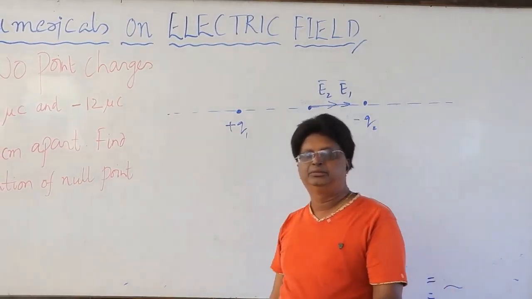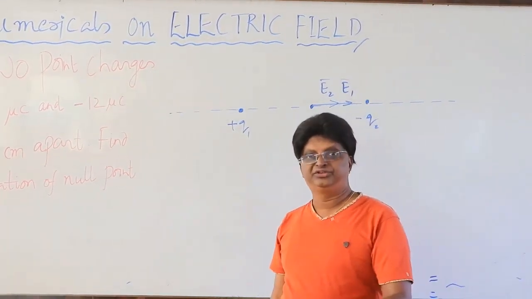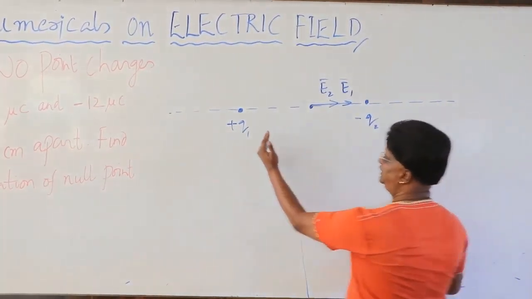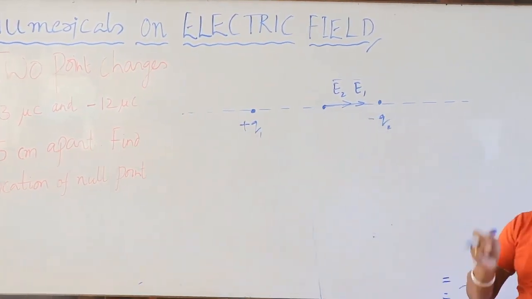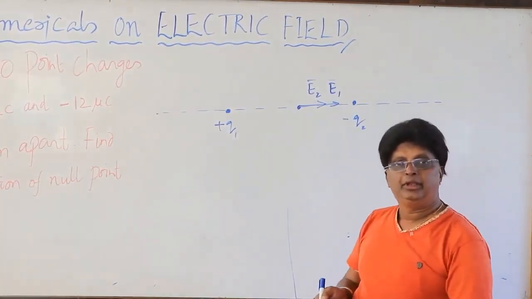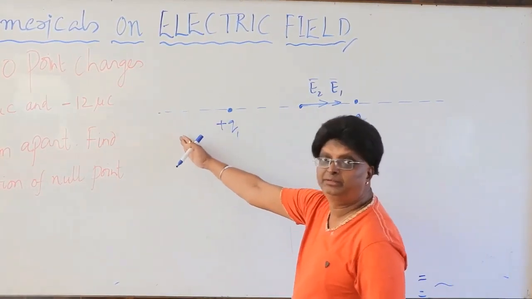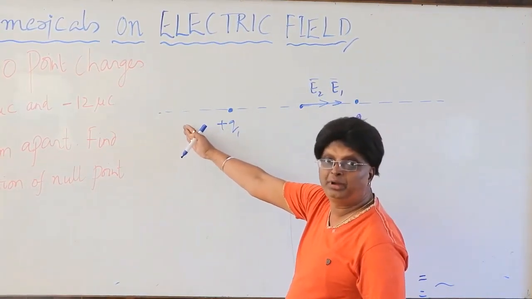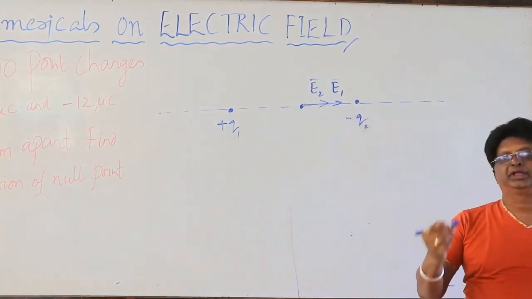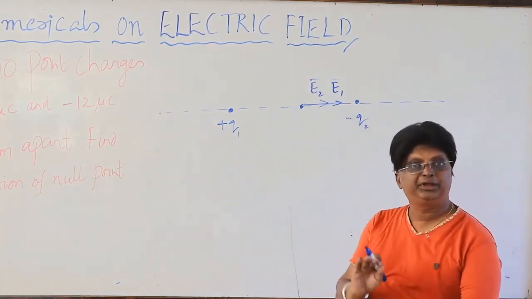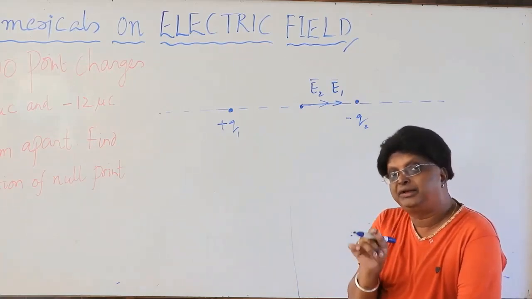Now let us examine outside the combination. When it is outside the combination, again you have two chances: either to the left of q1 or to the right of q2. Now where to find that? To the left of q1, E1 bar and E2 bar will be anti-parallel, opposite. Even to the right of q2, at any point on the line joining, you will get E1 bar and E2 bar in opposite directions. But where do we get that null point?